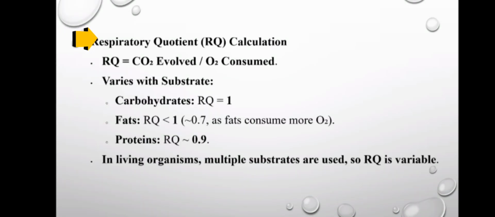Respiratory quotient is simply defined as the CO2 evolved divided by the oxygen consumed. If the CO2 evolved and oxygen consumed are equal, then the RQ will be 1, as in the case of carbohydrate. Whereas in the case of fat and protein, the RQ is less than 1. Specifically, it is 0.7 for fat and 0.9 for protein. Lesser the RQ, more oxygen is required for its oxidation. Organic acids can have a respiratory quotient of more than 1. Different respiratory substrates will have different respiratory quotients. That is it for this chapter.